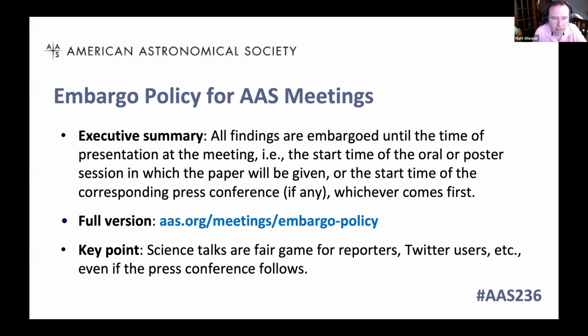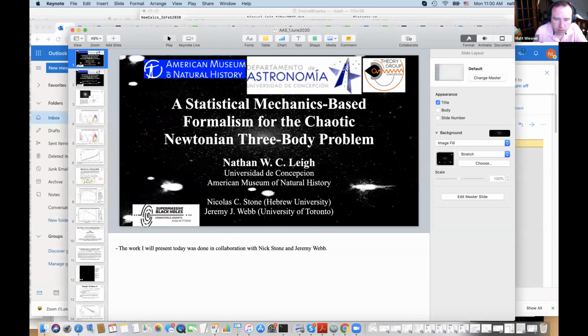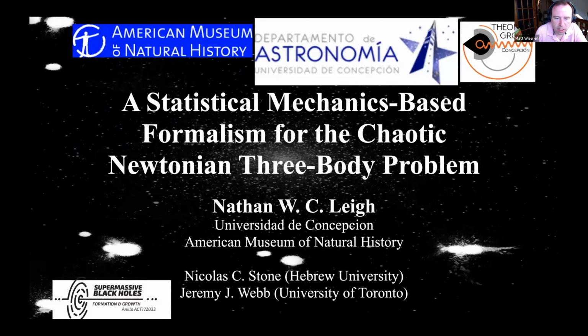All right, let's get started. So this is the oral session, Gravitational Waves and Multi-Messenger Astronomy 1. I'm Matt Wiesner, and I'm going to be the session chair. So our first talk is by Nathan Lee on the chaotic three-body problem in Newtonian gravity. Now, I encourage you, if you have questions as the talk goes on, to put them in the Q&A or the chat, and I will be monitoring that. And we'll share those questions with the presenter at the end of the talk. All right, Nathan, it's all yours.